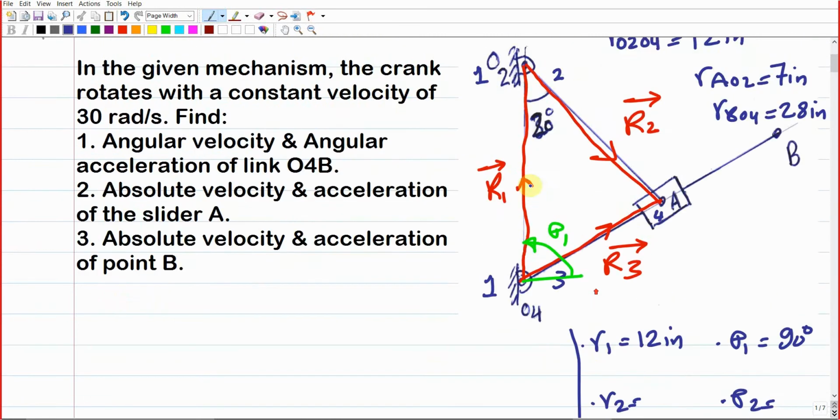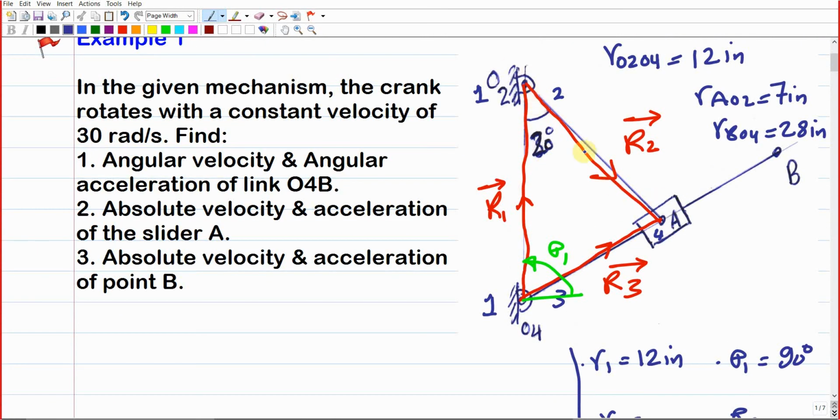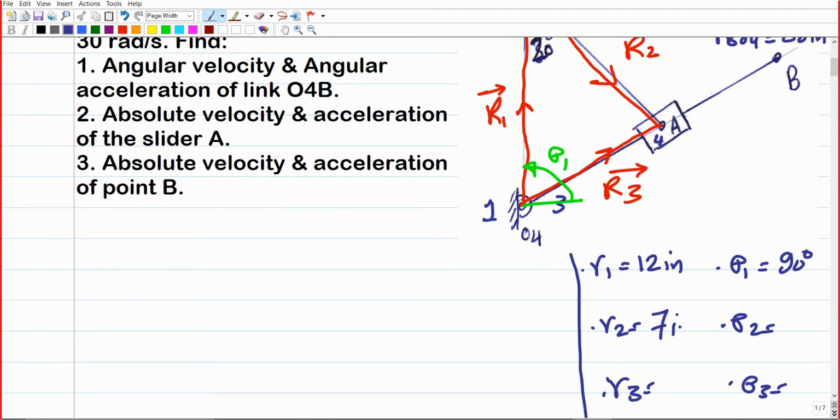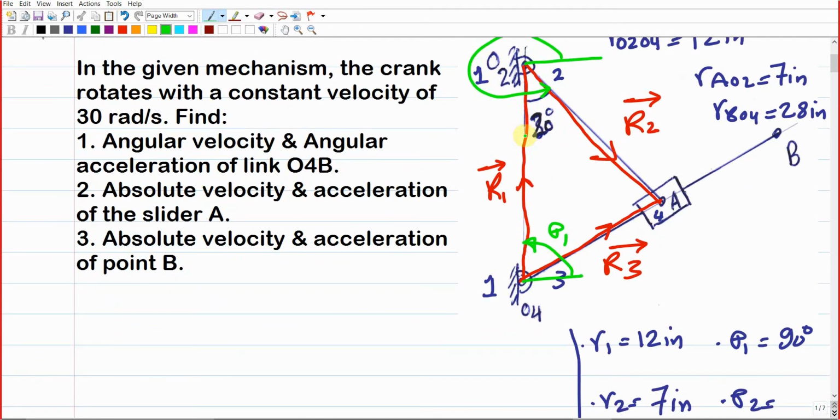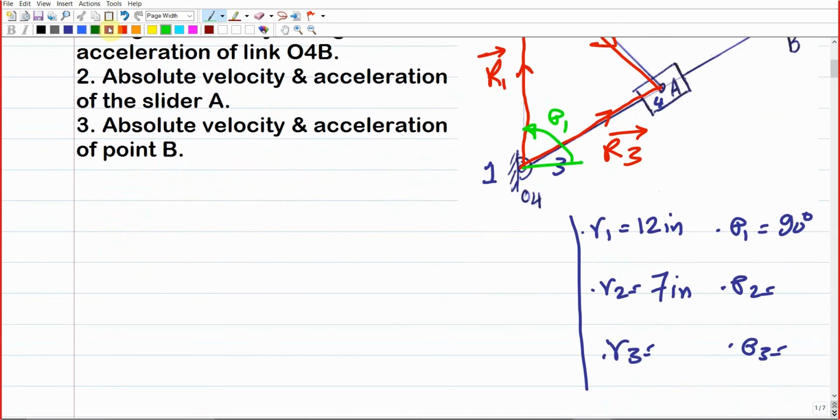And how about R2? R2 should be the length of the crank O2A, which is already given as 7 inches. And theta 2 should be this angle. If you draw a line to the right and give rotation counterclockwise, this is going to give us theta 2. Theta 2, as you can see, is going to be 270 plus 20. So this is going to give us 290 degrees.